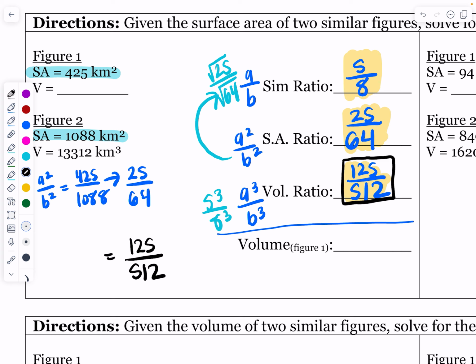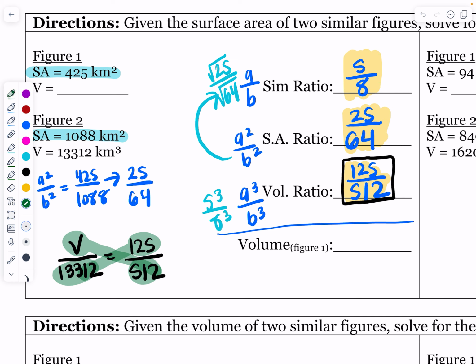I don't know the first volume. I don't know the smaller volume, but I do know the bigger volume. Whatever the original smaller volume is, over 13,312, should reduce to the ratio of 125 over 512. So we are just going to cross multiply and we are going to solve. So when we cross multiply, that is going to be V times 512 equals 13,312 times 125.